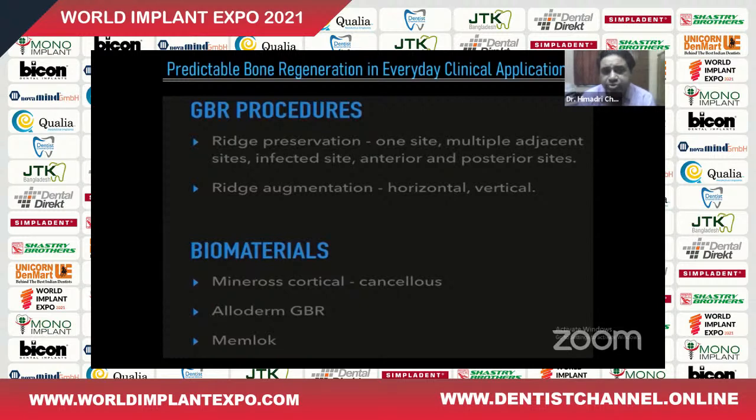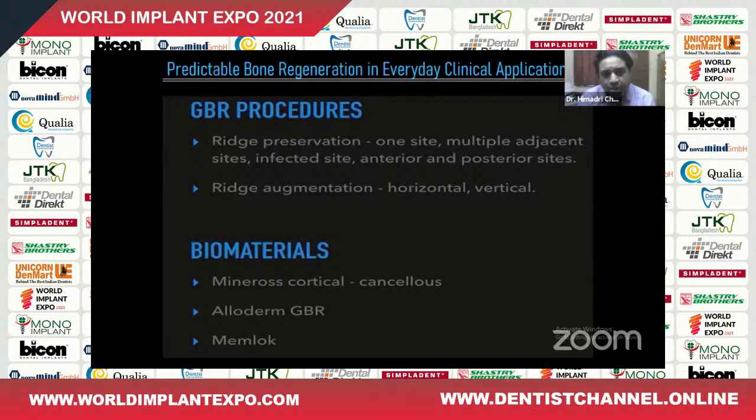Now, when you talk about GBR versus GTR, the differentiating point is that in GTR, we build all the periodontal tissues because we have the tooth in place. So we build bone, we build periodontal ligament, we build cementum, at least we try to. But in GBR, the thing that we want to build is only hard tissue. Now, if we need to build the soft tissue simultaneously, we need to do a soft tissue procedure, which is not part and parcel of today's discussion in my presentation.